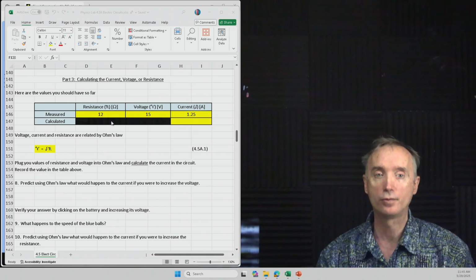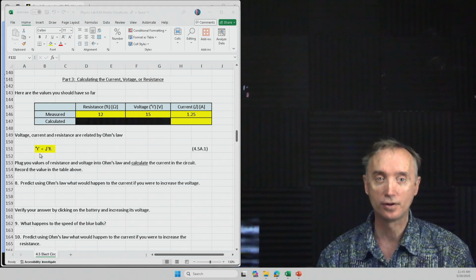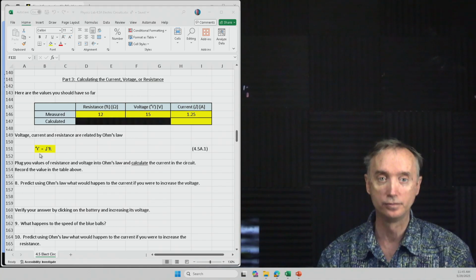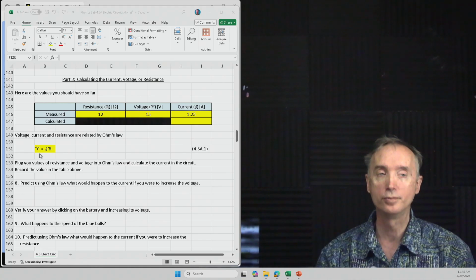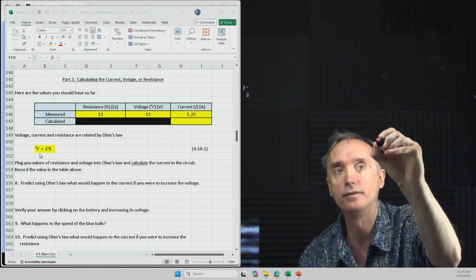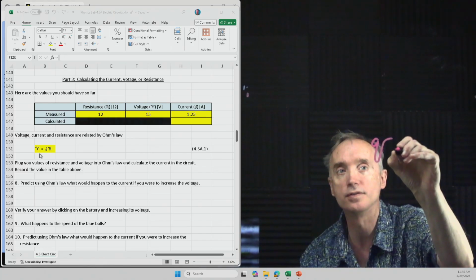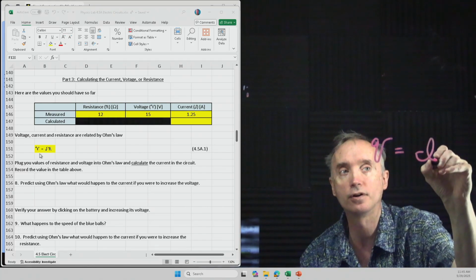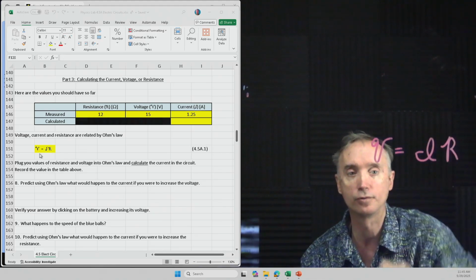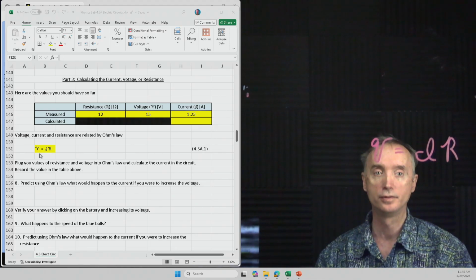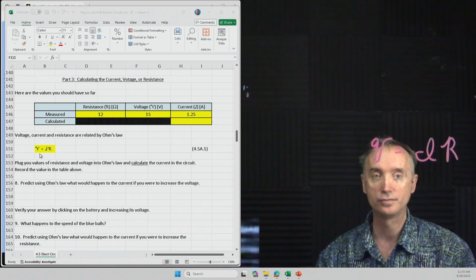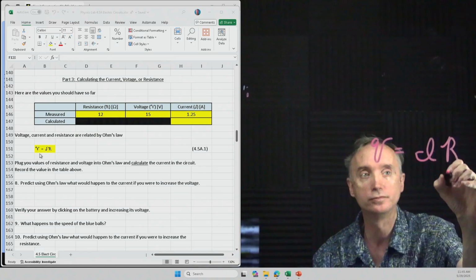And in order to do that, we're going to use Ohm's Law. This is named after the scientist by the name of Ohm, and he was so famous that he got a metric unit named after him, the ohm. The formula says that V for voltage is equal to I for current times R for resistance. So we're going to use that formula. Notice that you know the resistance. The resistance is going to be 12.